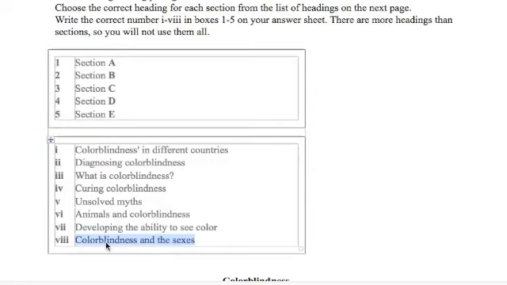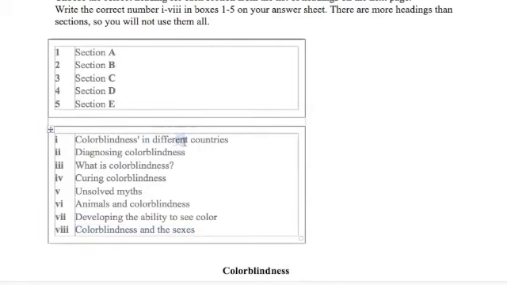Now I read them again and I highlight important aspects. Now the whole article is about colorblindness, so the important words here would be different countries. Here, diagnosing, if you remember from the vocabulary list, diagnosing is what doctors do when you have a problem. You go in, they look at you, they give you a checkup, and they diagnose your illness. Then we have what is colorblindness. We have curing colorblindness. We have unsolved myths. We have animals and colorblindness, developing the ability to see color, colorblindness, and the sexes. And as you know, sexes means man and woman.